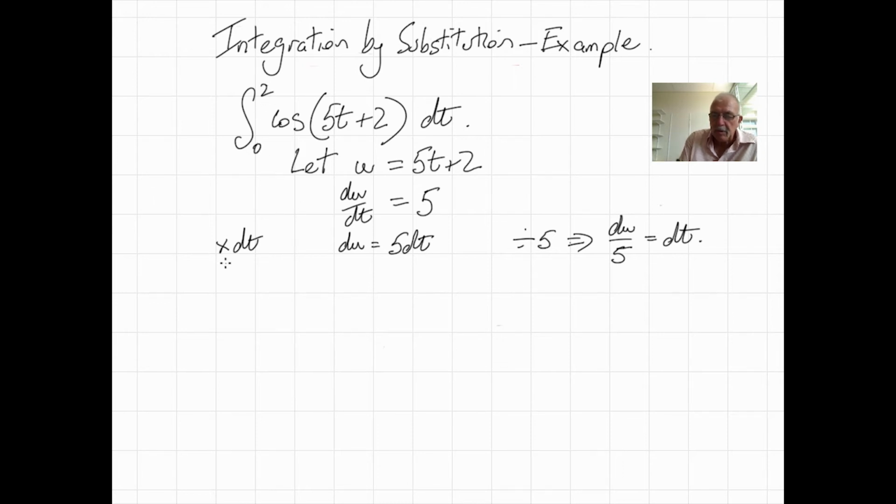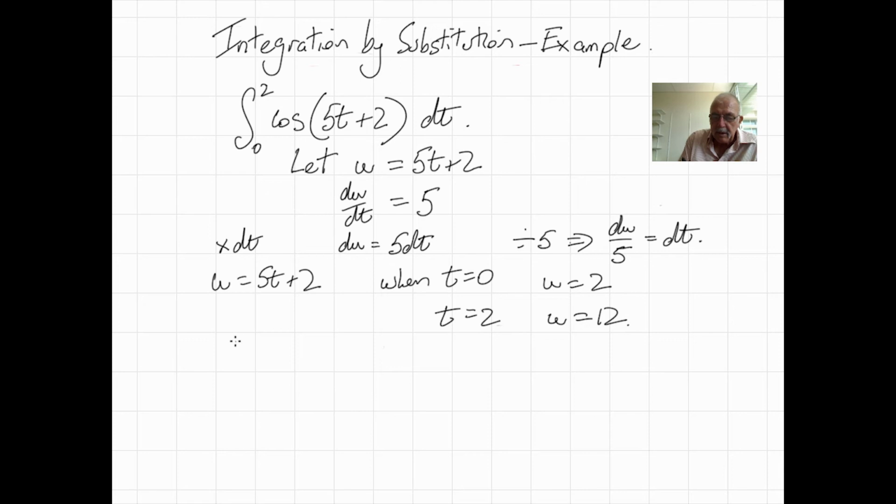So using the fact that we've got u equals 5t plus 2, we've got to find out the corresponding u values. Firstly, when t is equal to 0, all we do is substitute t equals 0: 5 times 0 is 0, plus 2 is 2. And when t is equal to the upper value here, which is 2, we turn that into a u value by substituting in: 2 times 5 is 10, plus 2 is 12. And our final step is to make the substitutions and then do the integral.